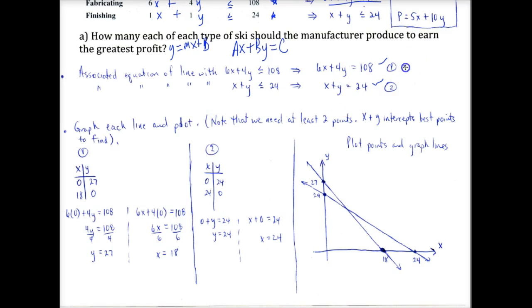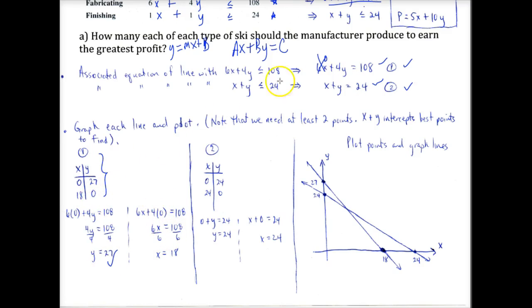So I've named this equation 1, named that equation 2. And so here you see for equation 1, if I let x equal 0, then what I'm trying to find is a y-intercept. So if I let x equal 0 right here, then of course this whole term goes away, and now all I have is 4y equals 108. And if I divide both sides by 4, then I end up with 27 here.